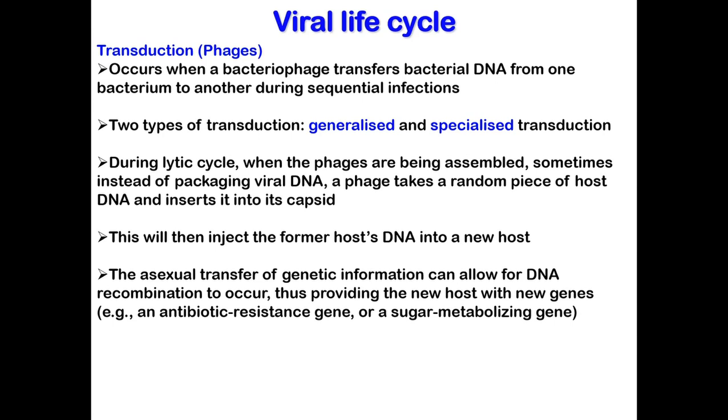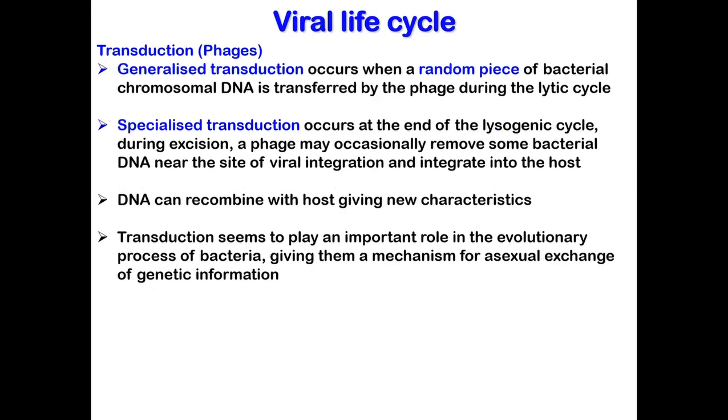So during the lytic cycle, when the phage has been assembled, sometimes instead of packaging the viral DNA like they should, a phage can take a random piece of host DNA and insert it into its capsid. It will then inject the former host DNA into a new host. Then when DNA recombination occurs, this provides the new host with new genes, for example, an antibiotic resistance gene or a sugar metabolizing gene. So this slide looks at the process of transduction in more detail.